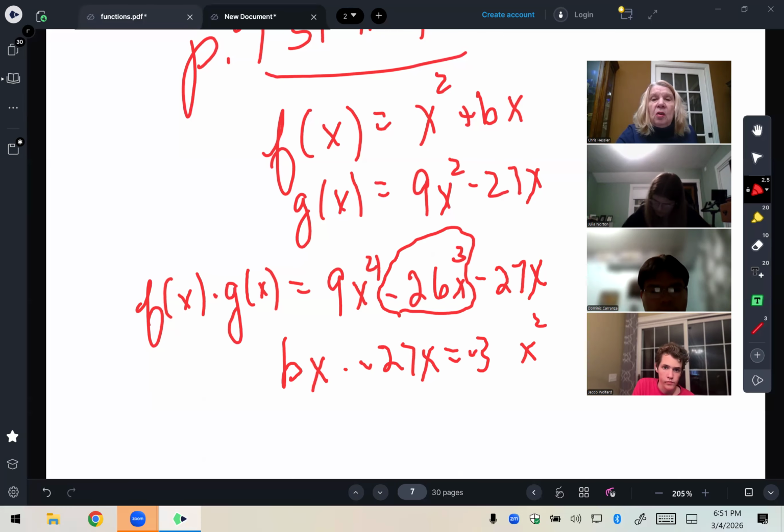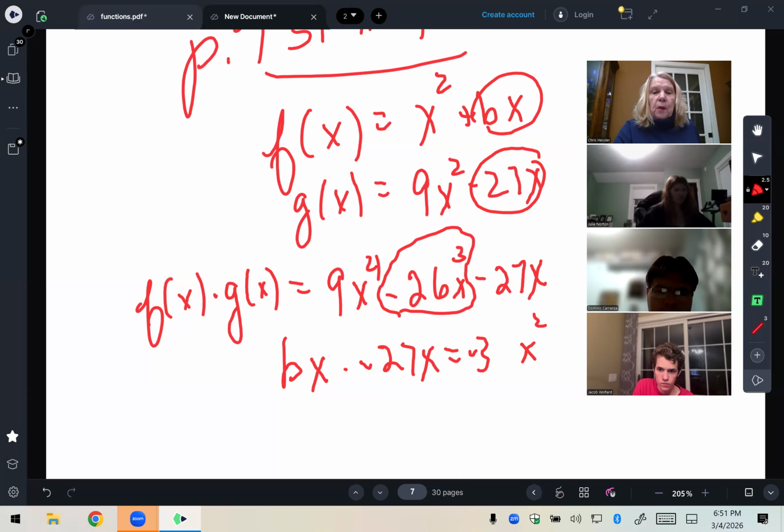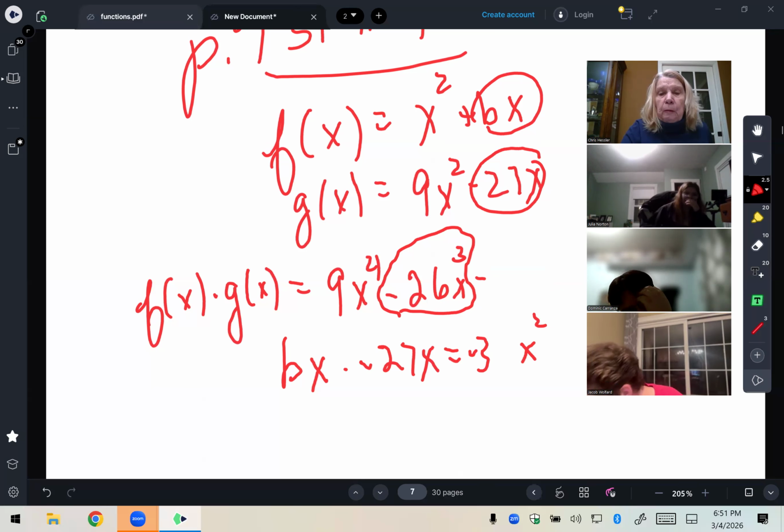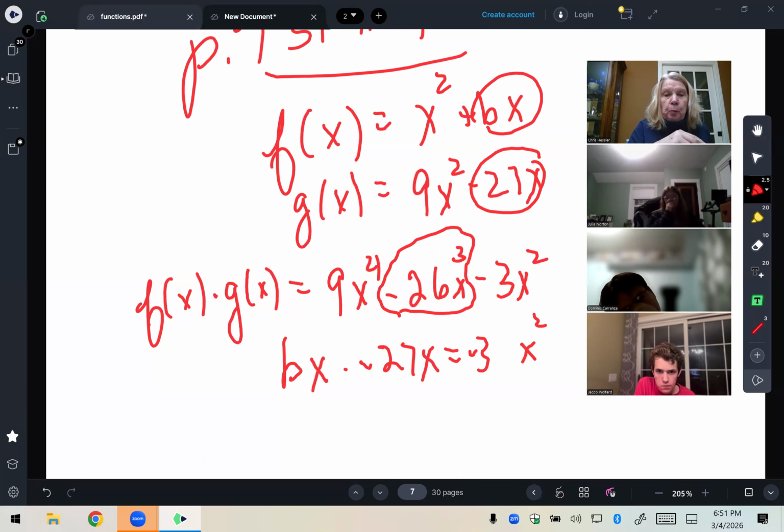You didn't finish writing this out, but it's the last term in that. After the 26x cubed, there's a minus 3x squared. I think that's the issue. That's a minus 3x squared. So the bx times the negative 27x should just give us the negative 3x squared.